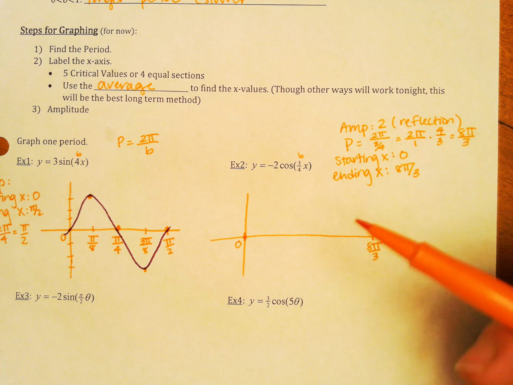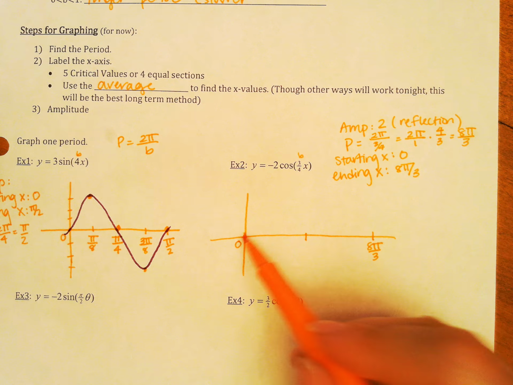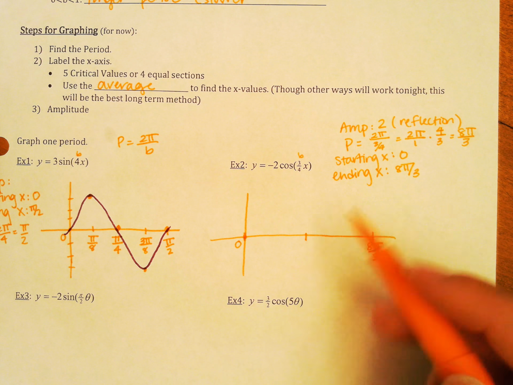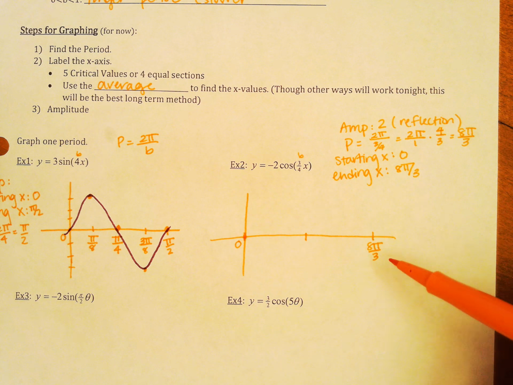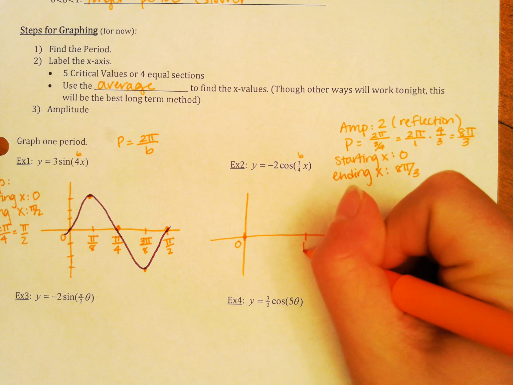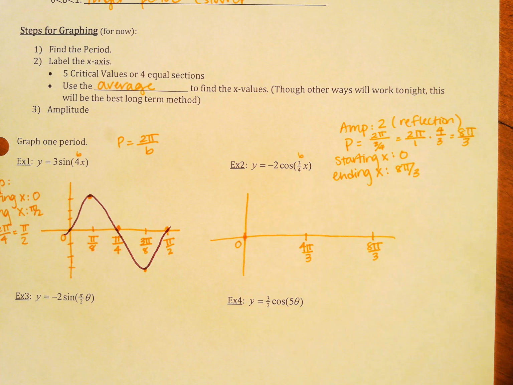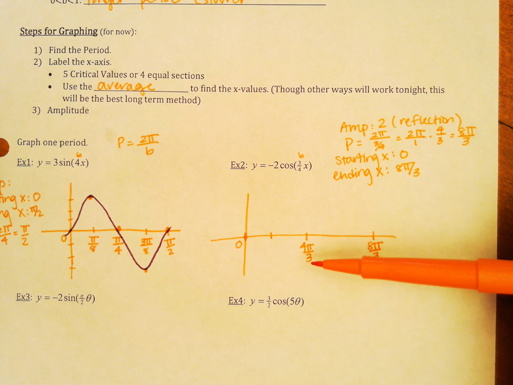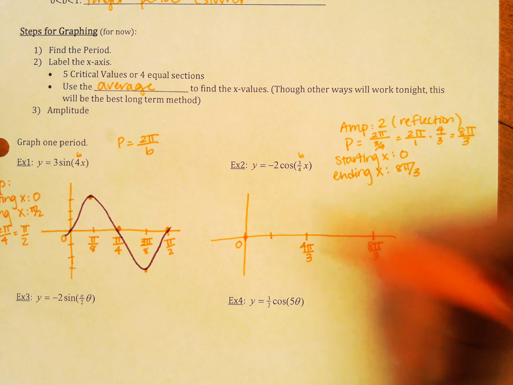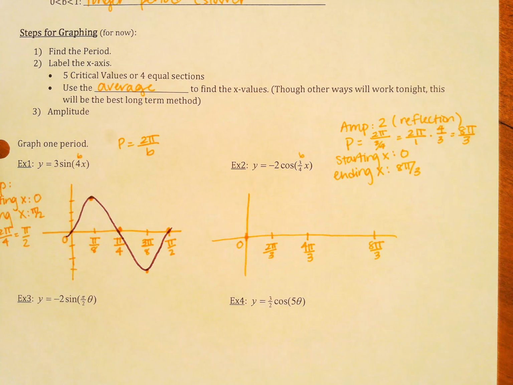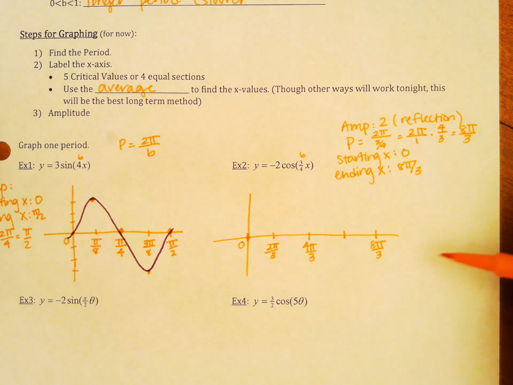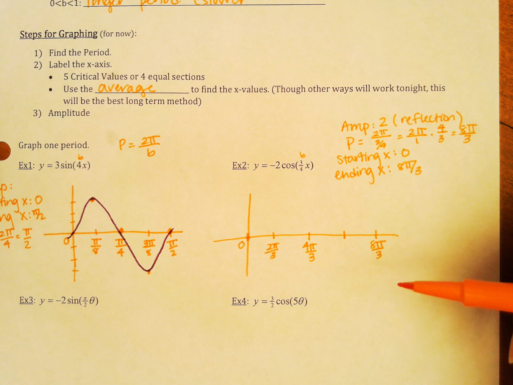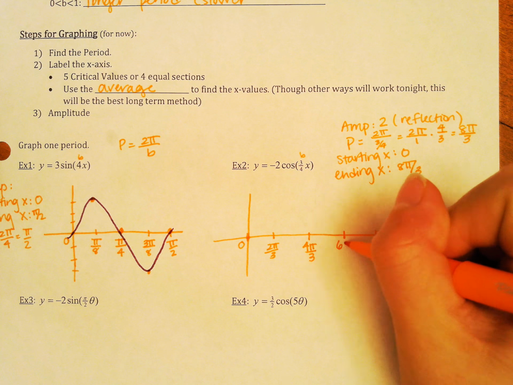And again, this is my first critical value, my last critical value, this will be my third critical value. To find the average between 0 and 8 thirds, I do 0 plus 8 thirds, which is 8 thirds, and then divide it by 2, which will end up being 4 thirds. So 4 pi over 3 is the average. Same thing here, I'm going to find the average between 0 and 4 thirds. So 0 plus 4 thirds divided by 2 ends up being 2 pi over 3. And then 4 thirds and 8 thirds, which is 12 thirds, and then I'm going to divide that by 2, so it'll be 6 pi over 3.